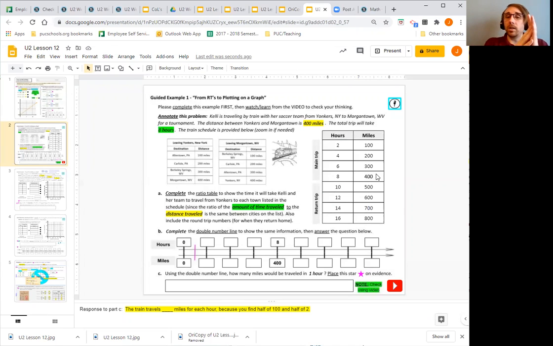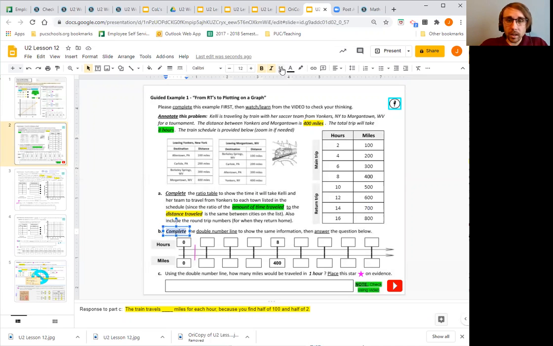And then the total time was 8 hours there, so then 8 hours back gets us to 16 hours. So that's the total. Now what we're going to do is complete the double number line to help us into the next piece of this. So I'm going to underline where it says to complete, because those are actions. I need to annotate through underlining keywords.